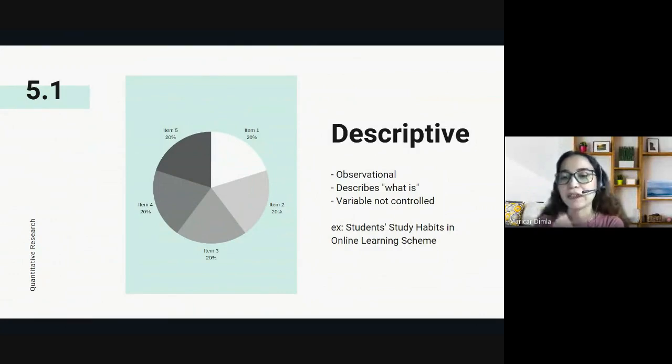What if the research title goes like this: a comparative analysis between the student study habits in online and face-to-face learning scheme. Do you think, mga anak, it is still a descriptive type or kind of quantitative research? Again, I repeat, the research title goes like this: a comparative analysis between the student study habits in online and face-to-face learning scheme. Do you think it's still descriptive? Yes, it is. Okay? Ma'am, bakit?